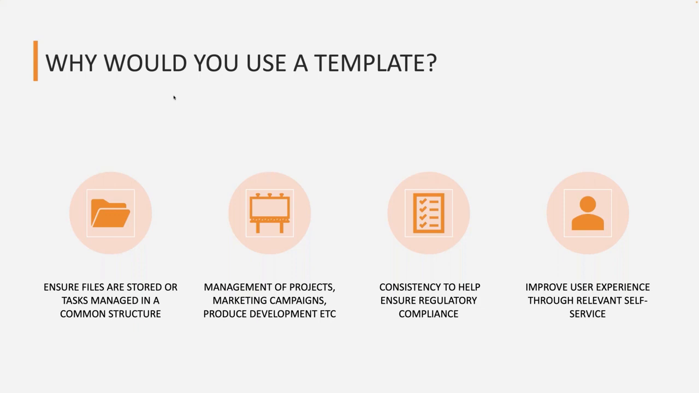Now that consistency helps in a couple of ways. It helps with things like regulatory compliance. So maybe you're in a specific industry or a specific sector, construction, engineering, professional services, legal, financial services, where you need to ensure that your information is consistently stored and structured to maintain specific compliance regulations. Consistency also helps with the user experience. It's easier for users to move between different projects. They can easily find information and they can easily store information as well. And then the extra element is actually making it self-service as well.